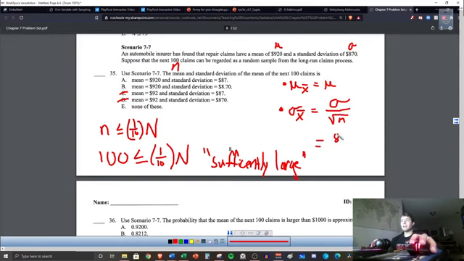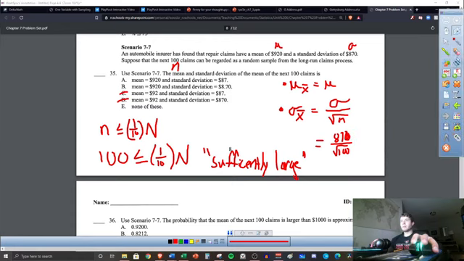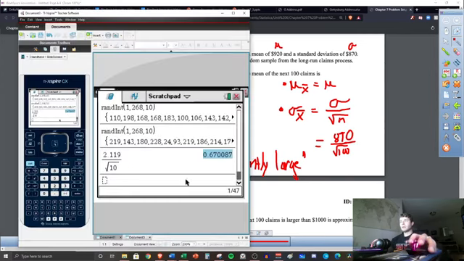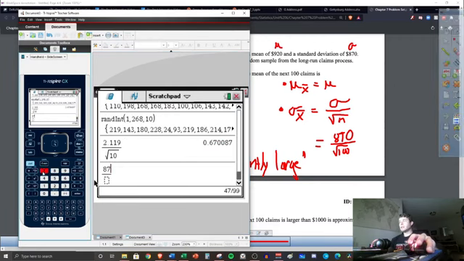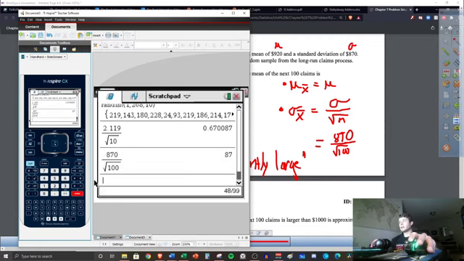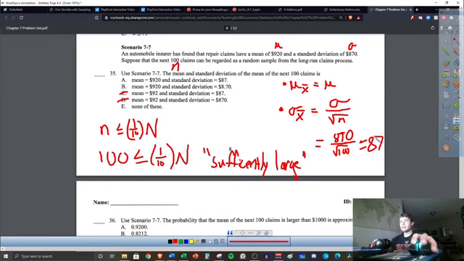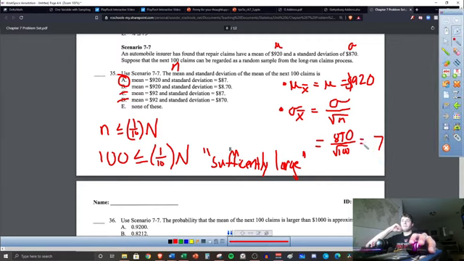So sigma, we know that's 870. We're going to divide that by square root of 100. A lot of you could probably do this without a calculator, but obviously we can use one here to help us. 870 divided by square root of 100. That's 87. So A is going to be the best choice for this one. This was 920, and this is $87. Okay, so we're good on that.